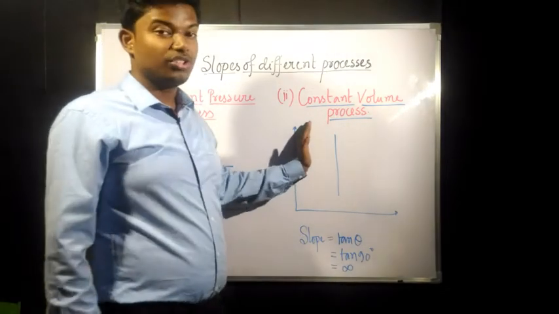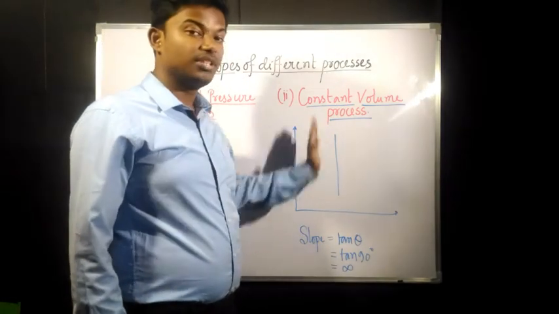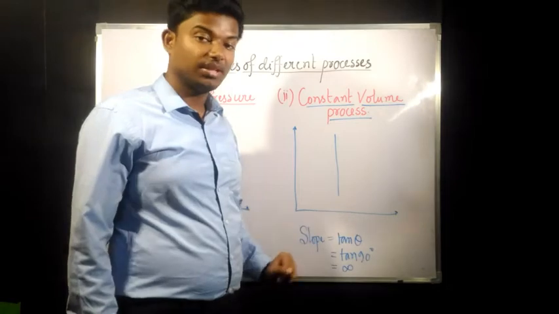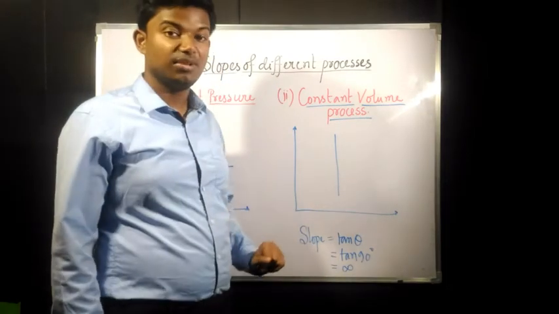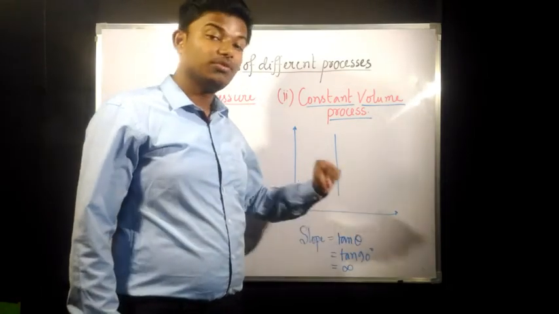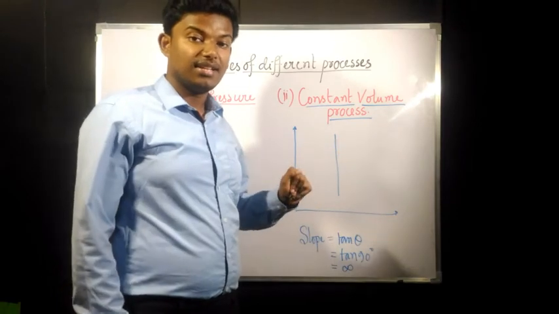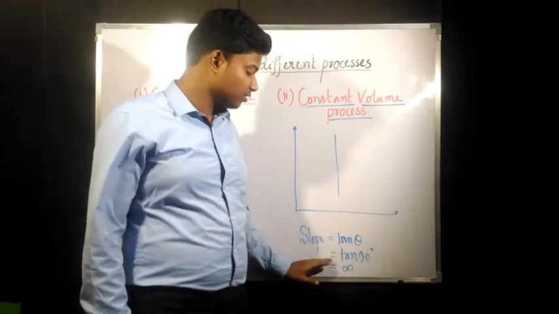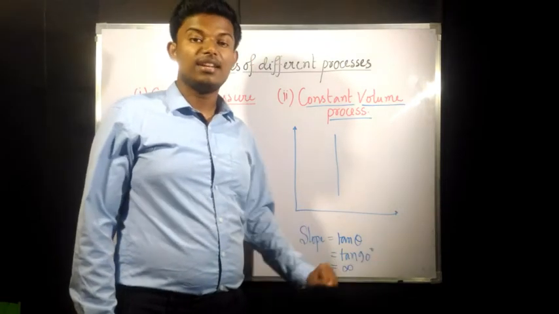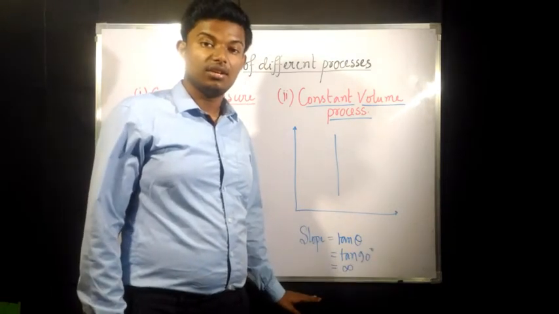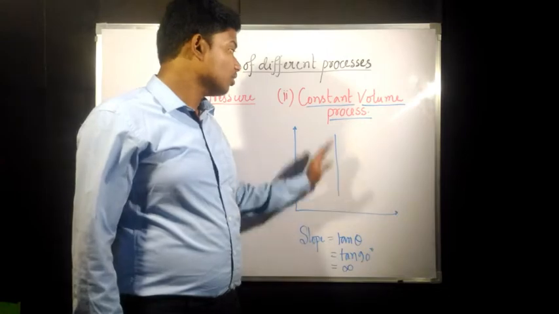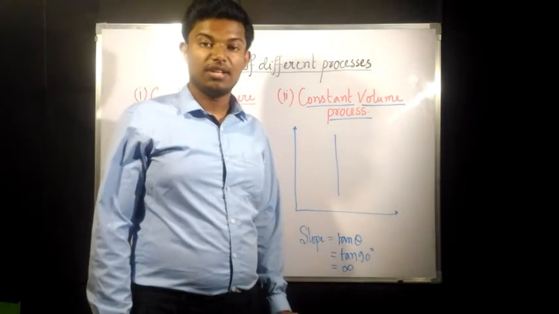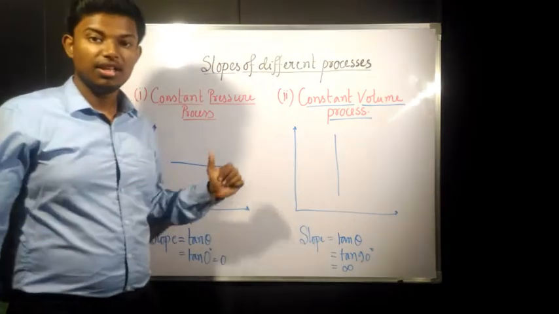The complete opposite would be constant volume. It is a vertical line, vertical to the volume axis. Vertical to the volume axis means the angle it makes with the volume axis is 90 degrees. Again slope is equal to tan theta, which is tan 90 degrees. Now tan 90 degrees is infinity. That means the slope for the constant volume process is infinity. The next processes will be on the next board.